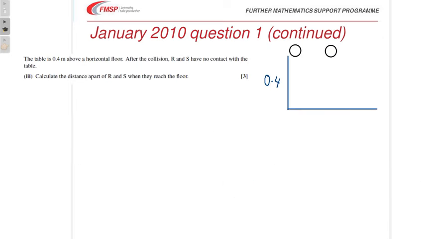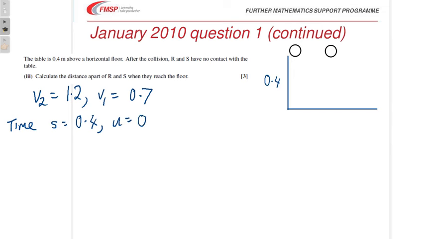Right, here they are then. And we've got speeds of V2 is 1.2, and V1 is 0.7. Now, what's important is we want to find the distance apart they are. So we can easily find the time that it takes for them to reach the floor. Time for S: vertically, S is 0.4, U is 0 vertically, and acceleration is 9.8 downwards. We've got to find T.